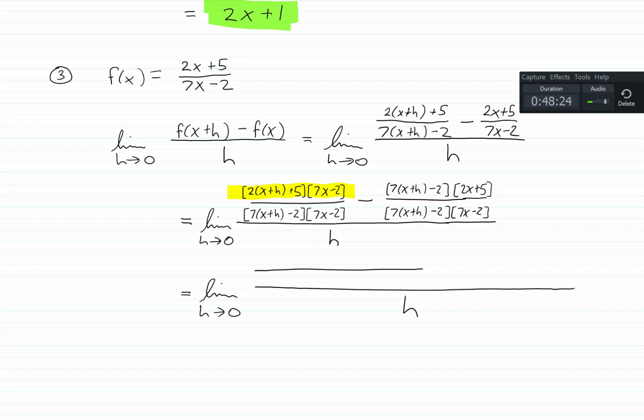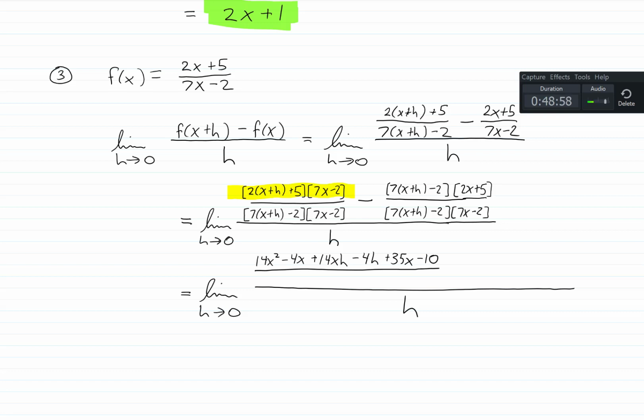Okay, so that part that I highlighted in yellow, I worked that out, and what I got is 14x squared minus 4x plus 14xh minus 4h plus 35x minus 10.